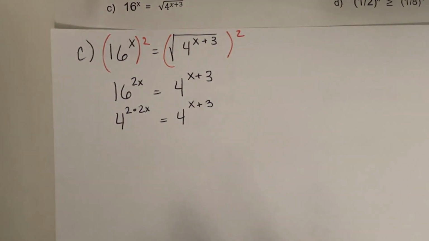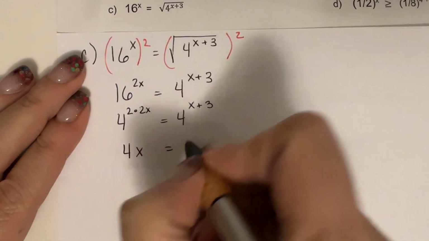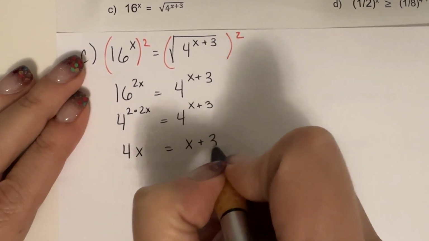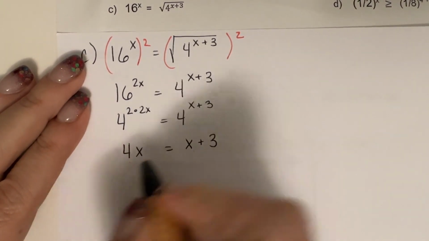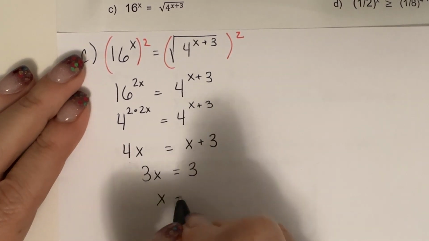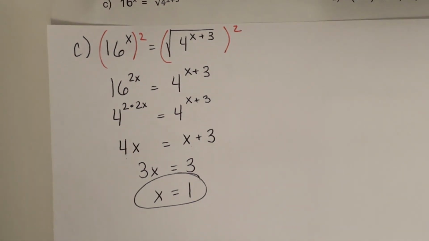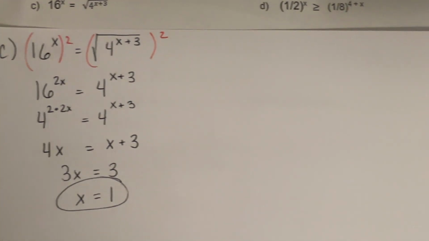All right, because the bases match, you can effectively cancel them out. So on the left, I'm going to have 4x. On the right, I'm going to have x plus 3. Move your x over to this side. So 3x equals 3 and x equals 1. And there's my answer, all done on that one. Okay, and let's slide over to D.